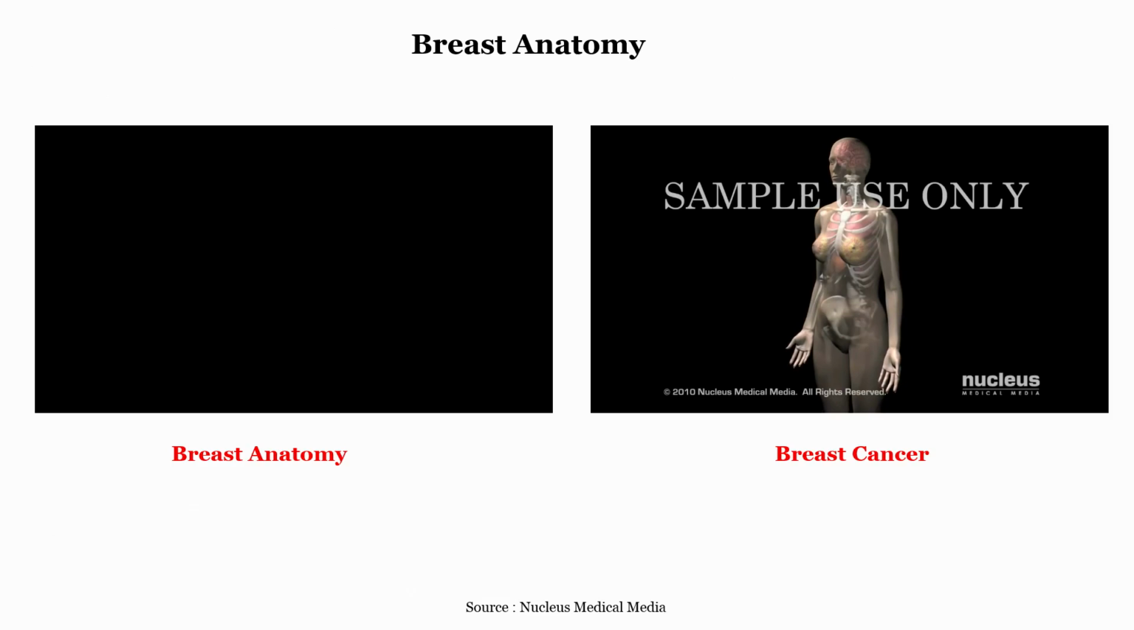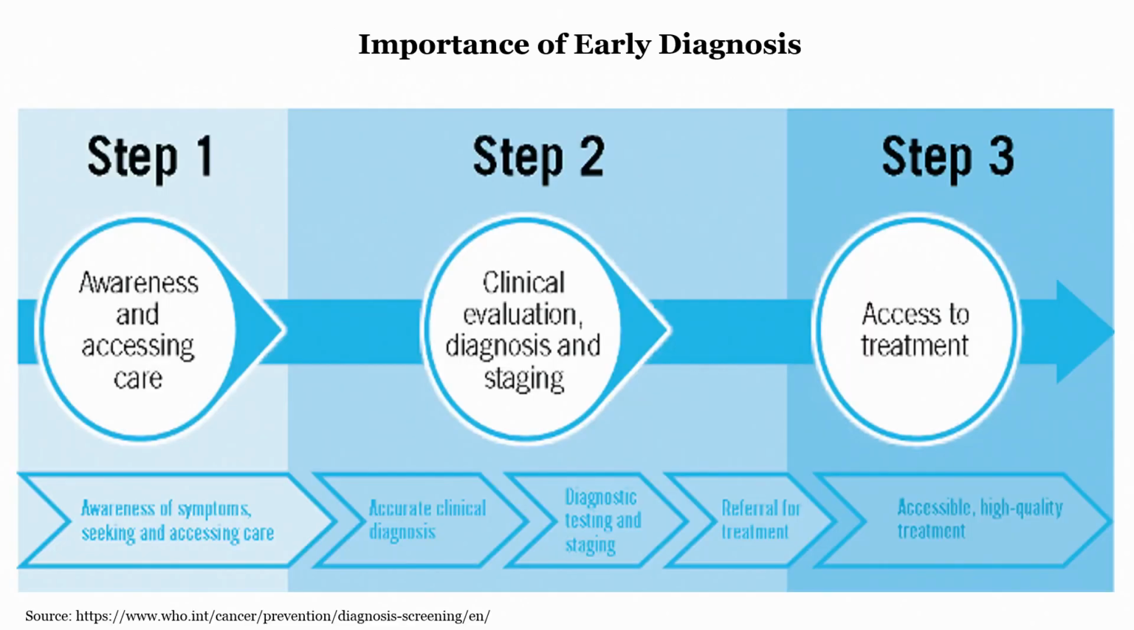Okay. Now, since you know exactly what the anatomy and the different cancer stages are, what is the importance of early diagnosis? Very interesting slide, the importance of early diagnosis. Step 1, awareness and assessing care, where awareness means symptom seeking and assessing care. Step 2 will be clinical evaluation, diagnosing and staging, and step 3 will be access to treatment.